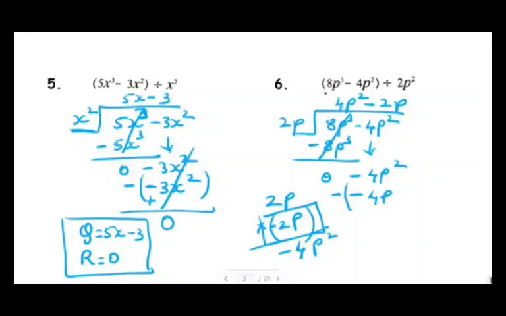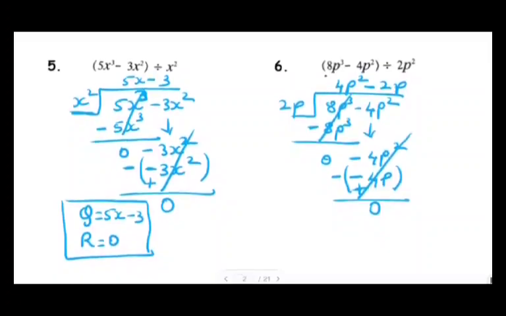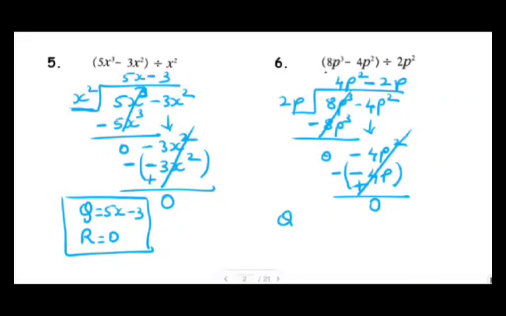My extra division or subtraction sign comes along. So this becomes a positive 4p and a negative 4p. Eliminated. I got my remainder as a 0. Let me write it down precisely. Q is equal to 4p square minus 2p. My remainder is equal to 0.